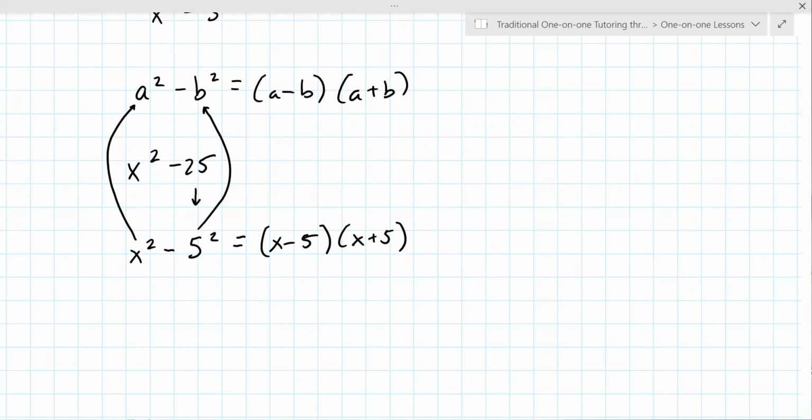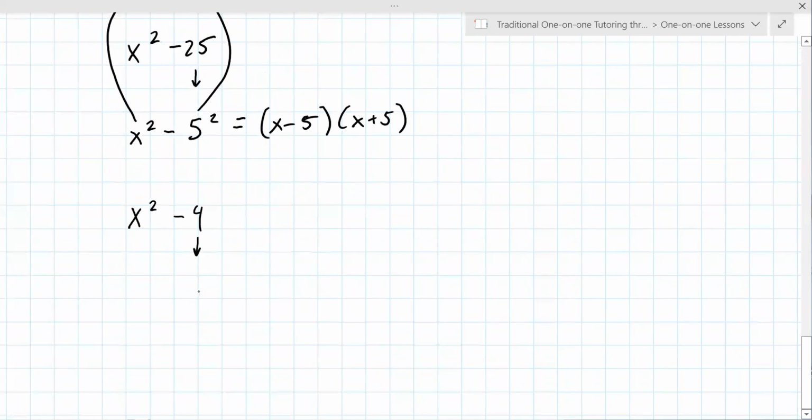Got it down? Okay, so let's look at another problem. Let's say it's x squared minus 4. What's another way to write 4 as some number squared? 2 squared. Okay, so that means that a is x and b is 2. So this is written as (a minus b)(a plus b). So what does this become?